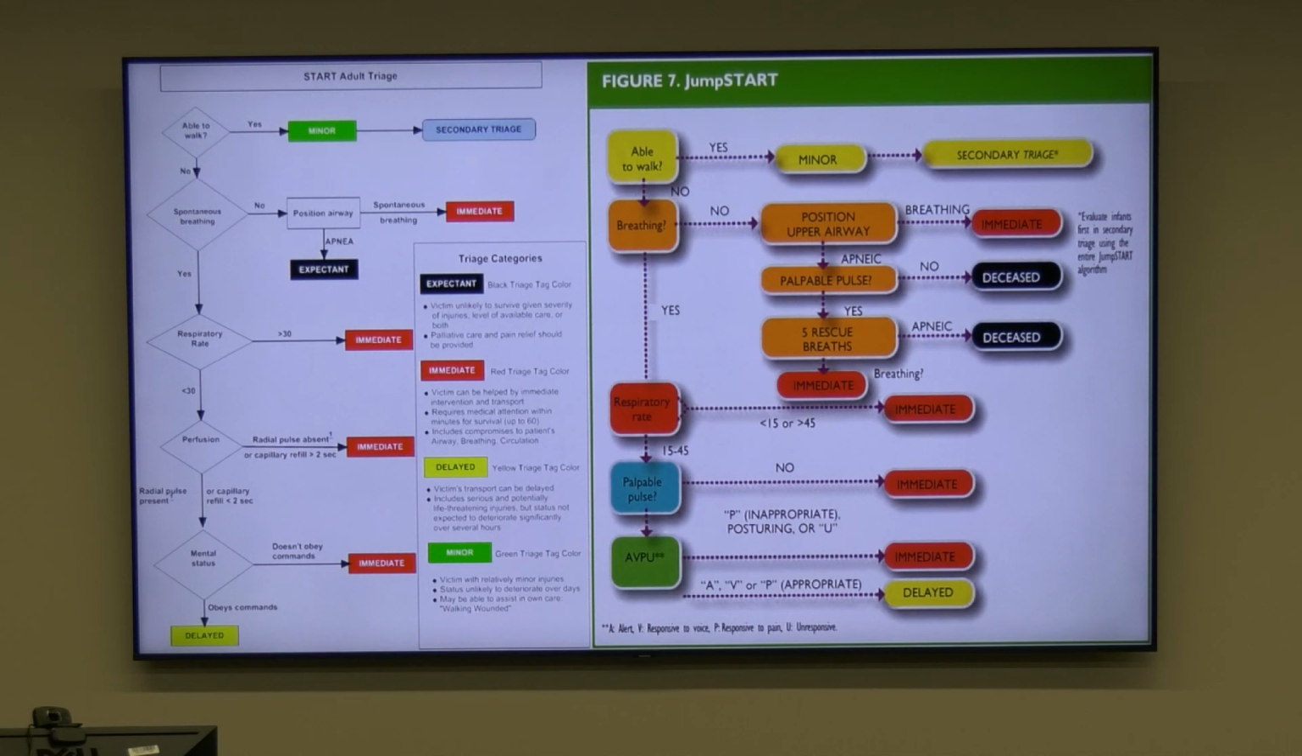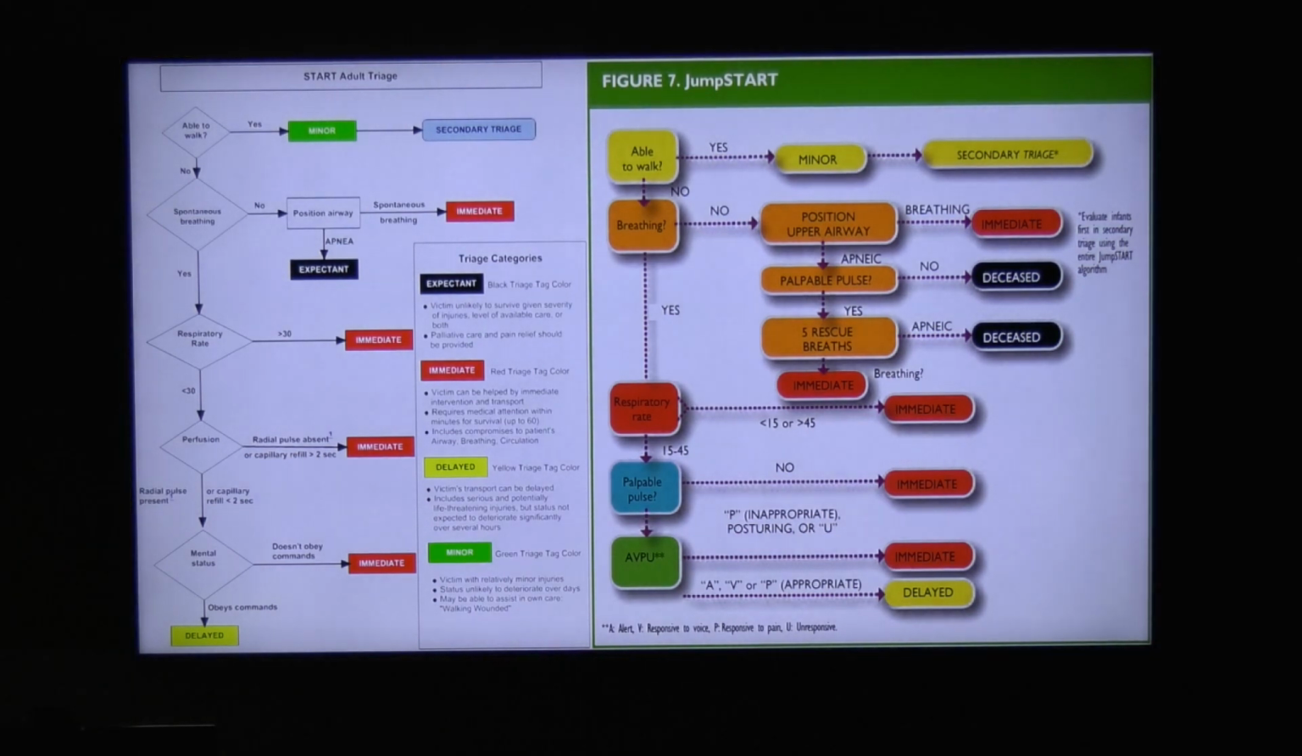For children, we use the JumpSTART method. The JumpSTART method is very similar to the START method. It just has slight differences. So again, it starts with the question, is the patient able to walk? If the answer is yes, then they are considered minor and they are going to secondary triage. Evaluate infants first in secondary triage using the entire JumpSTART algorithm because infants are usually a priority in these situations.